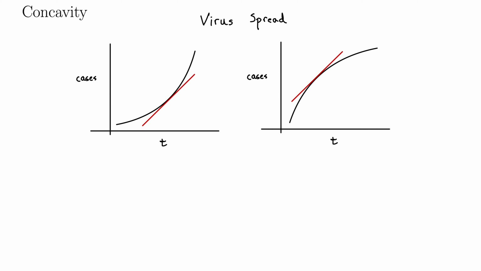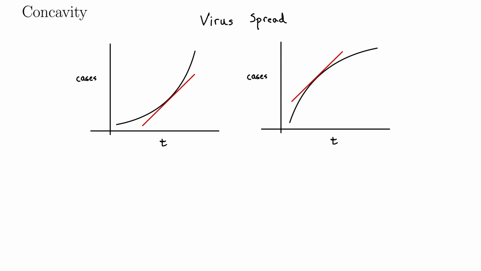Let's talk about concavity. When we go to talk about functions, it's often the case that the first derivative is not enough. Take, for instance, this example of virus spread. So we have two different cases that have the same derivative. The slope of the tangent line is not exactly at the same point, but those are the exact same slopes of those tangent lines. But as you can see, the situation is very different.